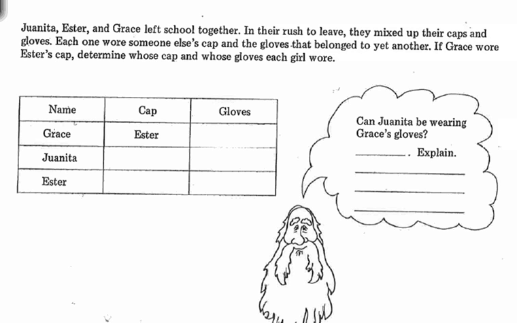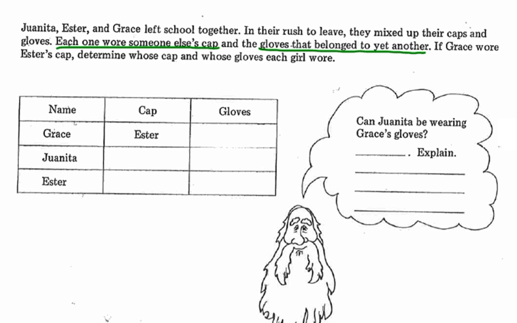And one other, this is, again, a sort of deductive reasoning, logic problem. Juanita, Esther, and Grace left school together. In their rush to leave, they mixed up their caps and gloves. Each one wore someone else's cap. That's an important part. Each one wore someone else's cap, and the gloves that belonged to yet another. So the gloves were even someone different.